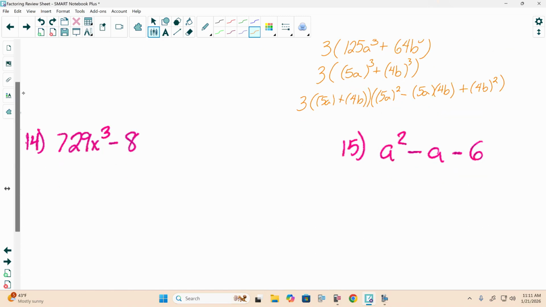Last thing we'll need to do is to simplify this here. We still have the 3. Our 5a plus 4b is, well, 5a plus 4b. 5a squared, 5 squared, 5 times 5 is 25. A times a is a squared. Minus 5a times 4b, 5 times 4 is 20. A times b is ab. Plus b squared, 4 squared is 16. B squared is b squared. Questions?